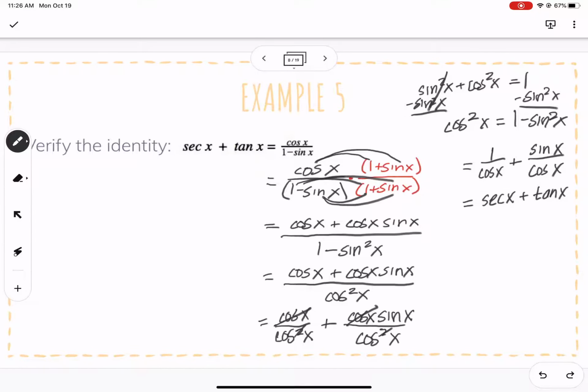All right, so if I had enough space, I would write secant x plus tangent x equals secant x plus tangent x. I've run out of room a little bit, but make sure that you do that in your notes. All right, let's keep going.